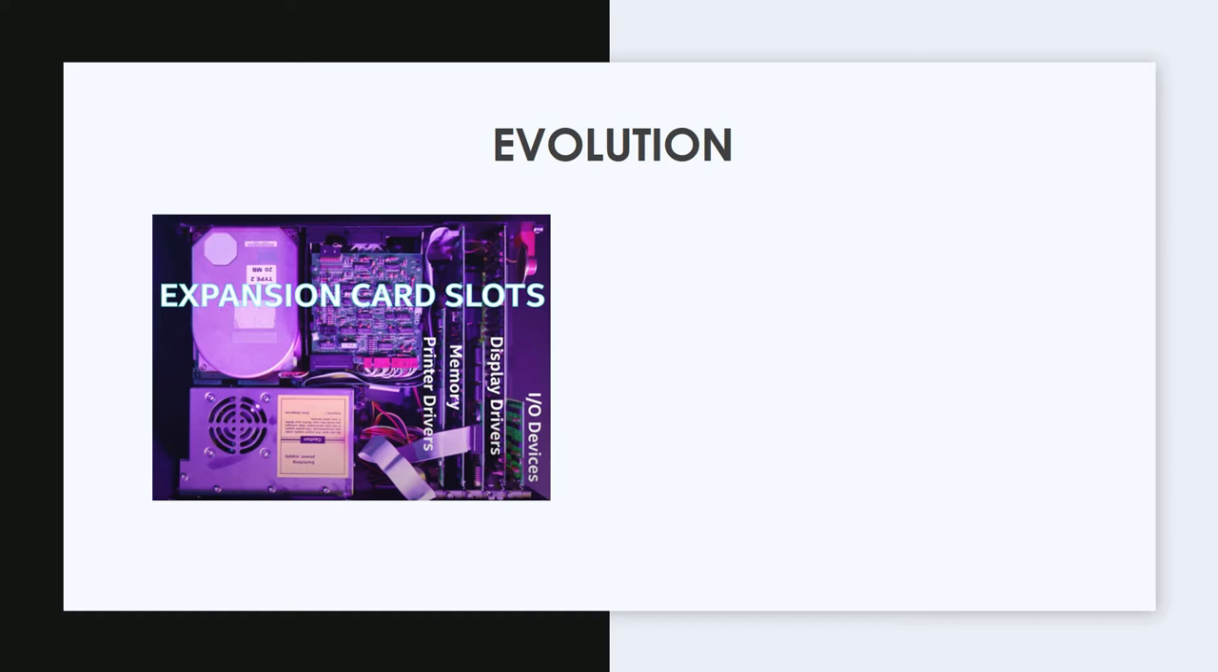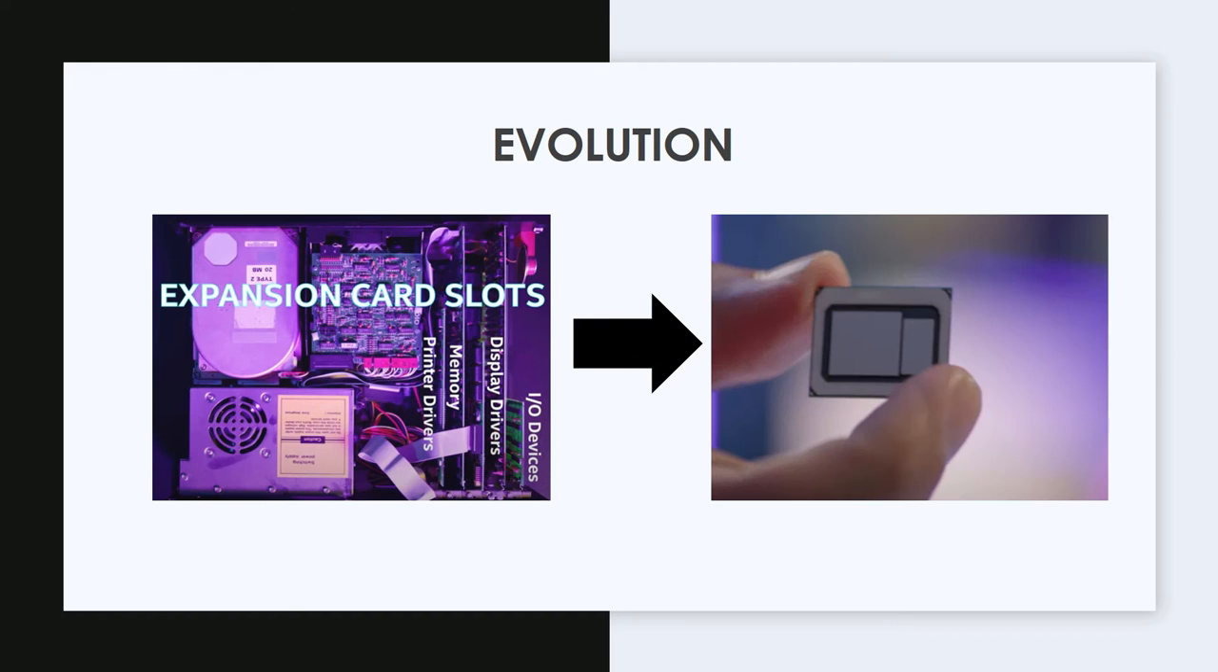An example of this evolution is the evolution of expansion card slots, where you can see the input and output devices, display drivers, memory, and printer drivers. These drivers and devices were almost the size of two hands, and because of evolution, the expansion card slot became smaller but performs almost the same, only faster and better than the old expansion card slots.